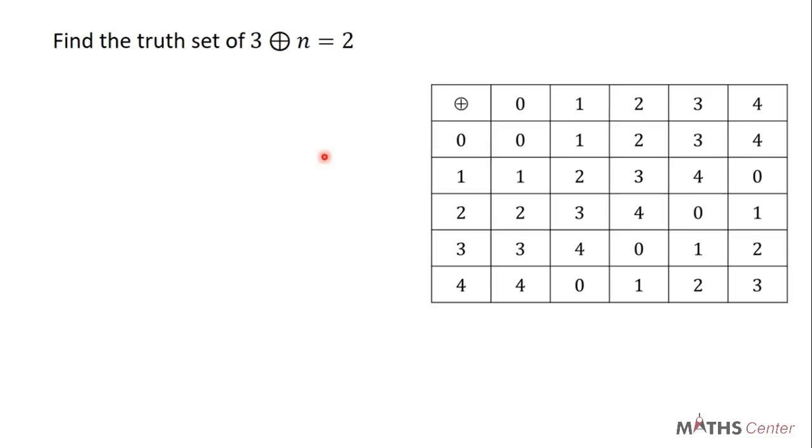The next part of the question says that we should find the truth set of the equation 3 plus n is equal to 2. We are going to do that in the next video.